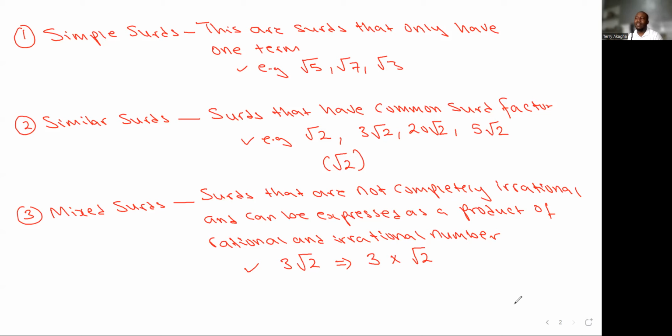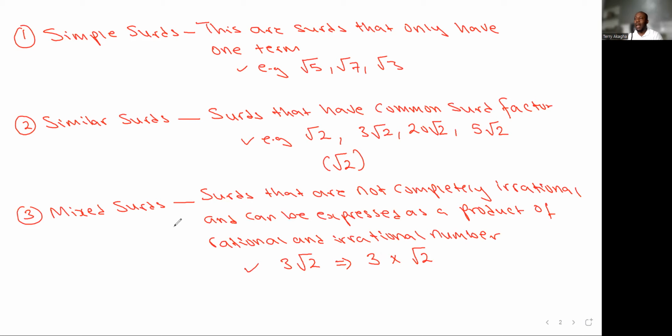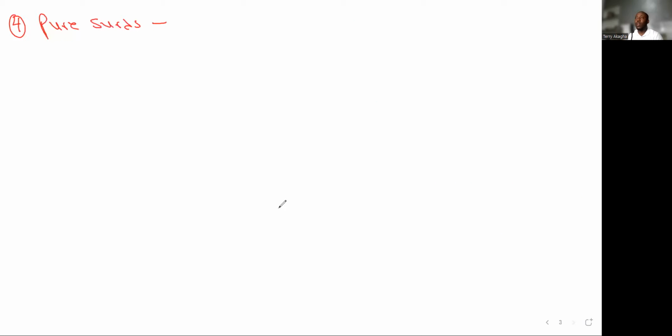Now, this is slightly different to the fourth one that we call a pure surd. Pure surds are mixed surds, but their rational number value now is 1. So pure surds are mixed surds, all right?